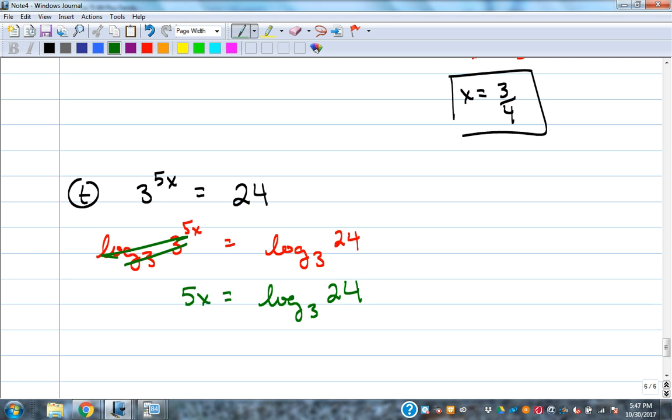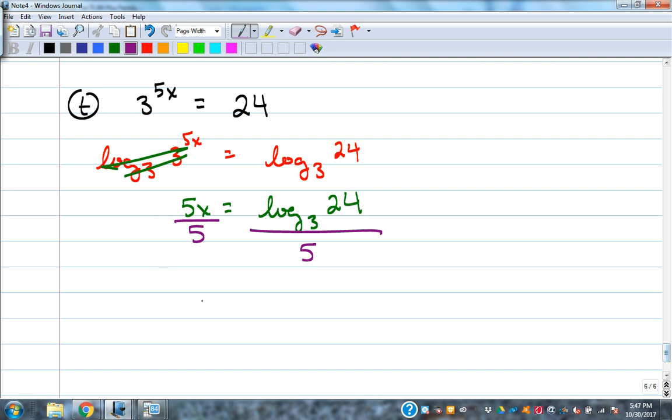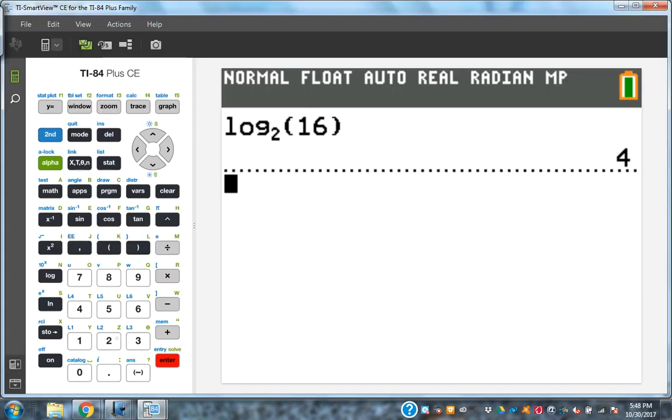How do I get x by itself over there? Just divide by 5. And then our exact solution is log base 3 of 24 divided by 5. The decimal approximation for that, we want to be able to get that as well. So we're going to use that log base trick on our calculator.